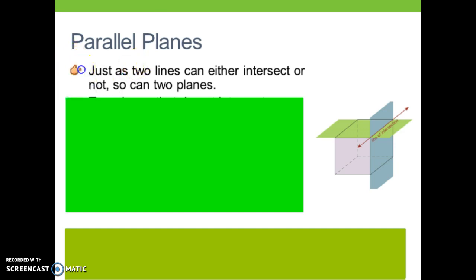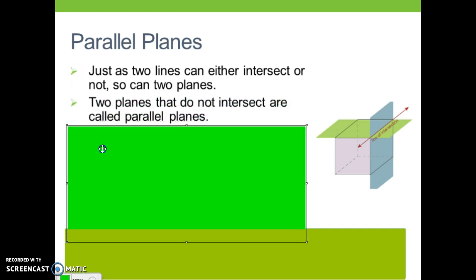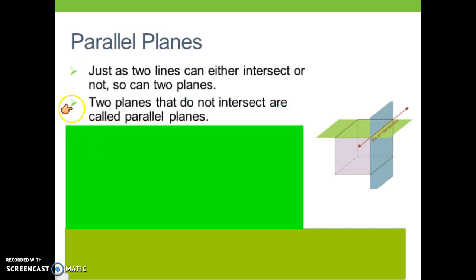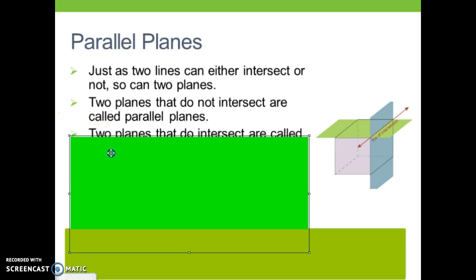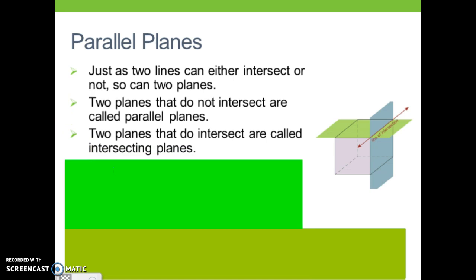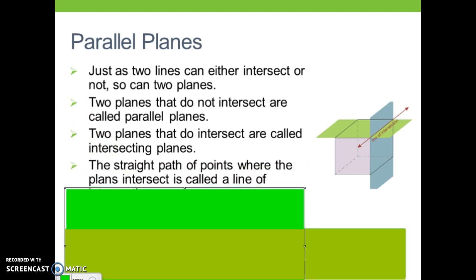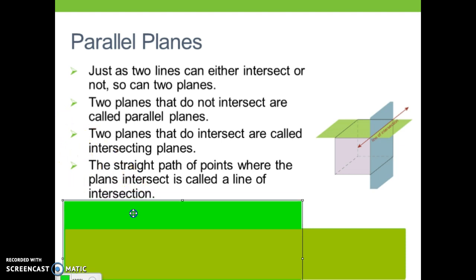Just as two lines can either intersect or not, so can two planes. Two planes that do not intersect are called parallel planes. Two planes that do intersect are called intersecting planes. The straight path of points where the planes intersect is called the line of intersection. And that's something we learned last semester. The intersection of two planes is a line, and we call that the line of intersection.